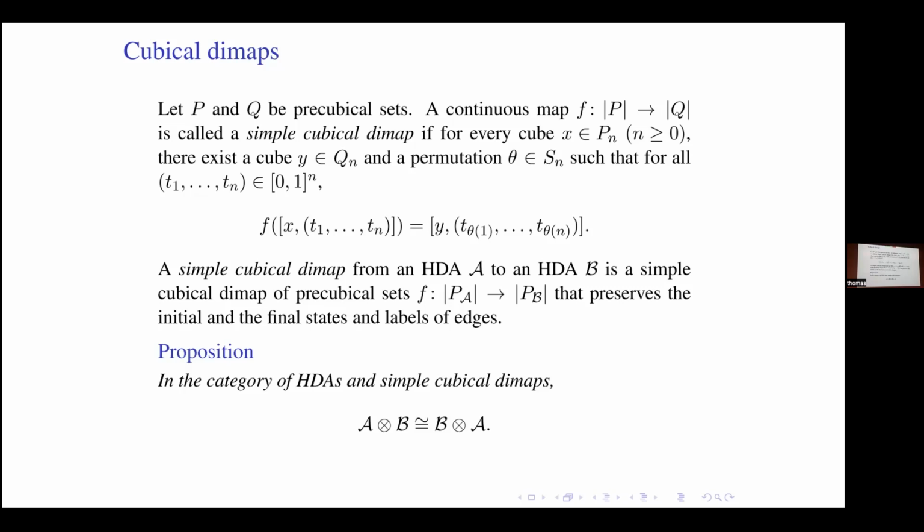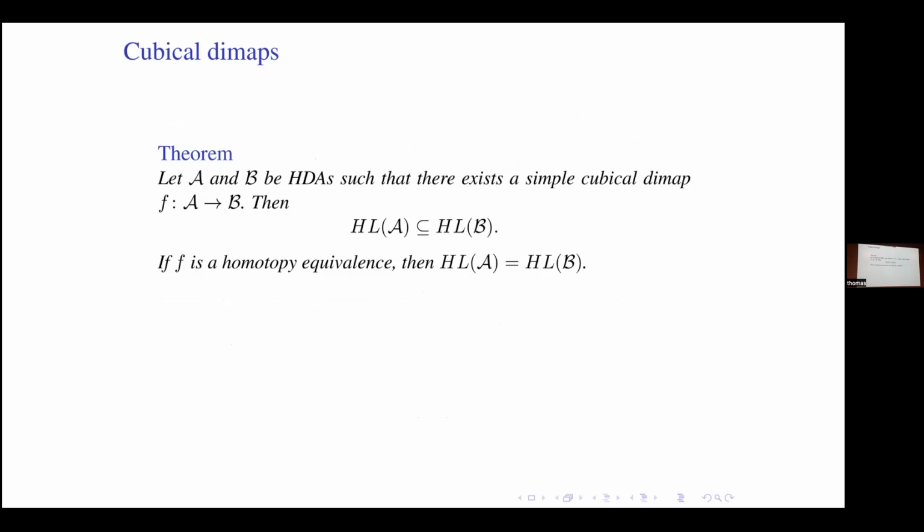Okay. And for the homology language, we have the following result. If we have two HDAs, A and B, such that there exists a simple cubical dimap from A to B, then the homology language of A will be contained in the homology language of B. And if the simple cubical dimap is a homotopy equivalence, then actually we will have equality of homology languages. So this can be seen as the result that the homology language is a directed homotopy invariant of HDAs.